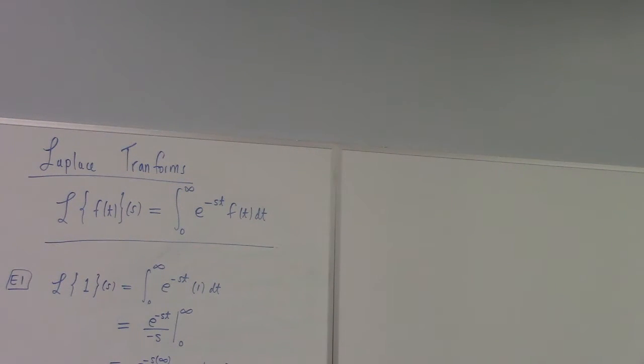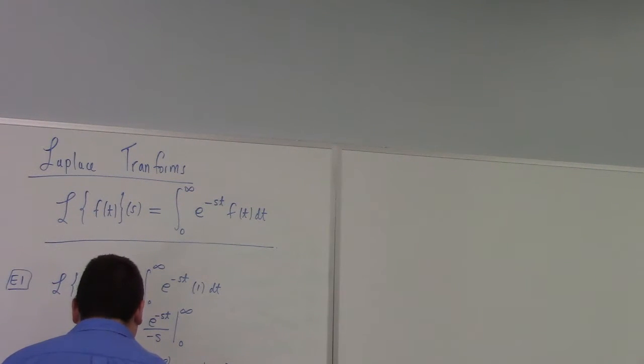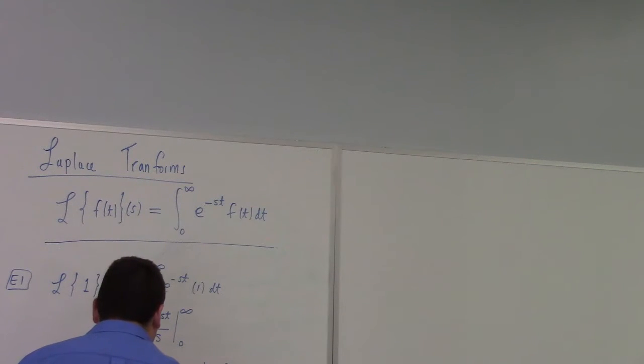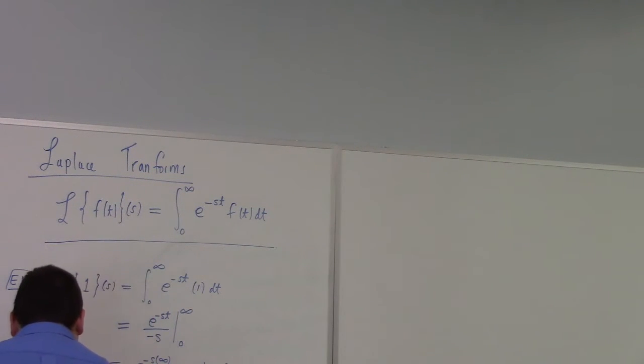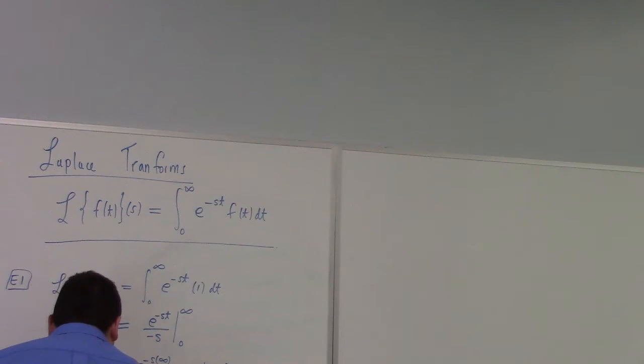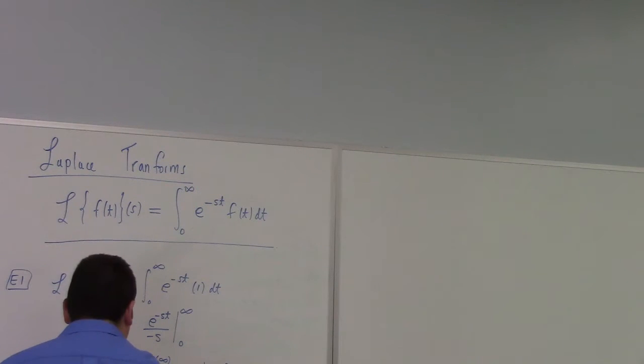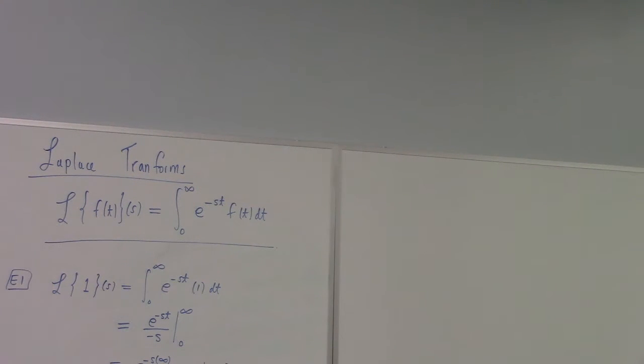Now if s is negative, this thing diverges. Game over. So we need s positive in order for this calculation to converge. So this is in fact going to be equal to 1 over s as long as s is greater than 0. So the Laplace transform of the number 1 is just equal to 1 over s. There you go. That's our first Laplace transform.